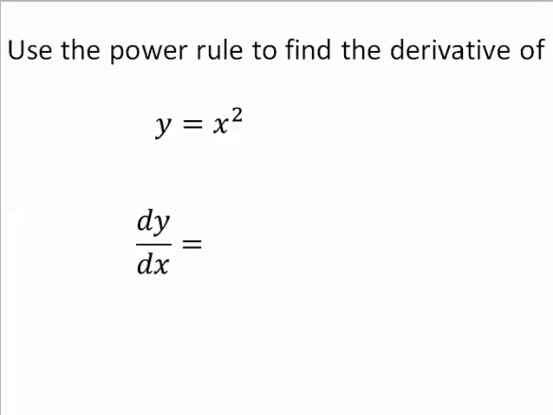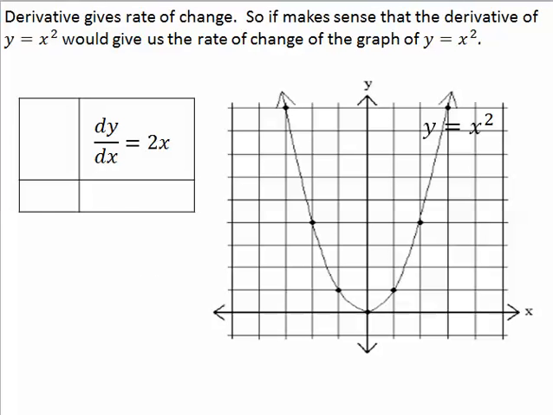Use the power rule to find the derivative of y equals x squared. The derivative is 2 times x to the 2 minus 1 power, and that simplifies to 2x. Derivatives give rate of change, so it makes sense that the derivative of y equals x squared would give us the rate of change of the graph of y equals x squared.